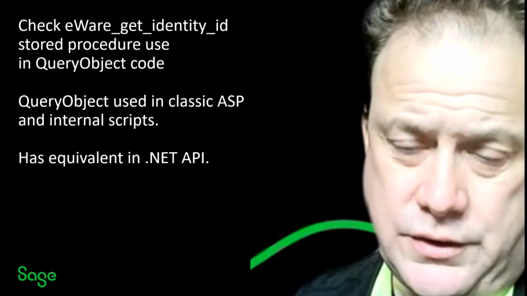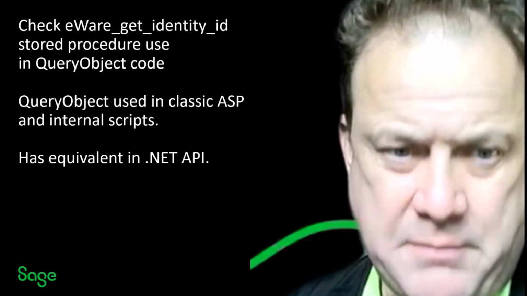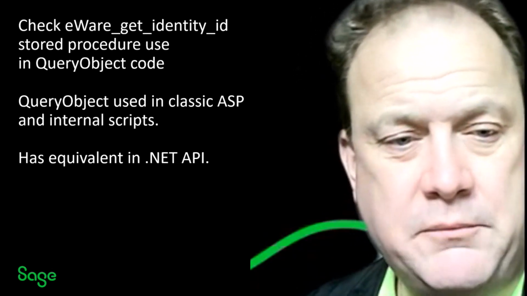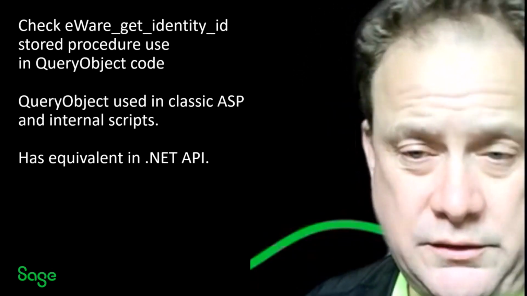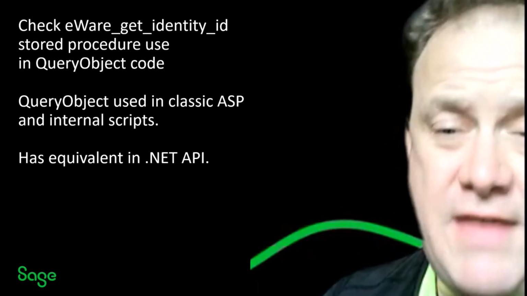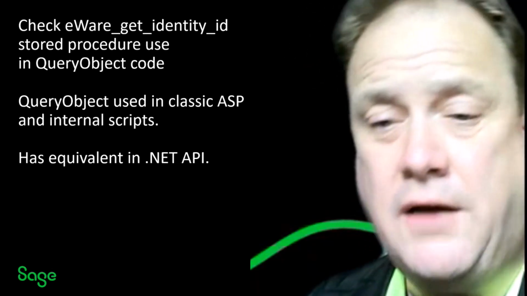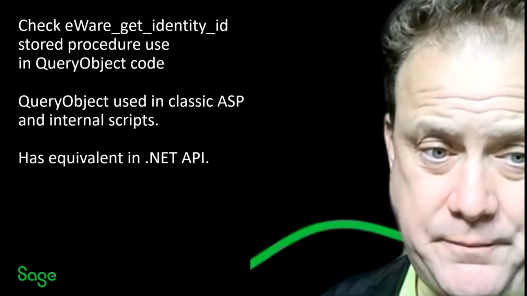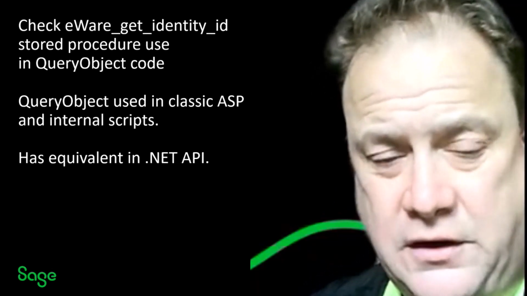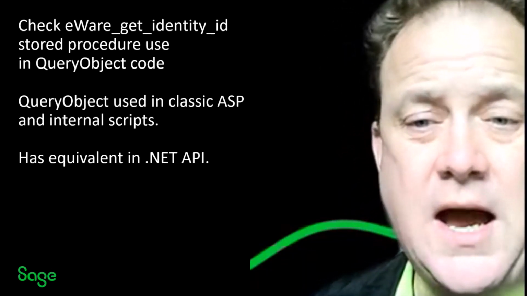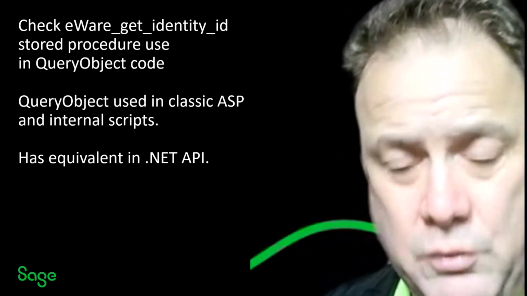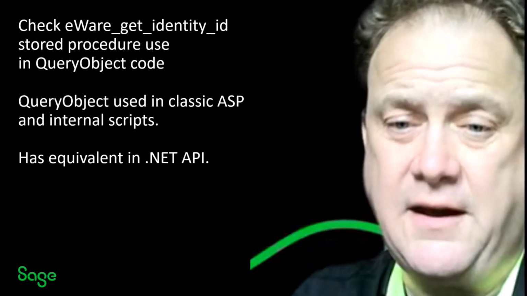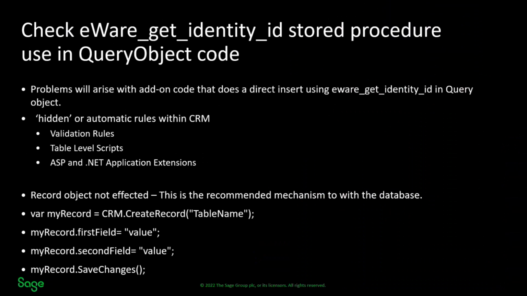So record is the main mechanism for just inserting a record, and we won't have to worry about it. But if you're using something called the query object, you will need to be aware of it, because there you are in complete control of how a record is populated, including the primary key value. And the record object is used within classic ASP pages and internal scripts, but it is also used inside the .NET API. It has its equivalent there.